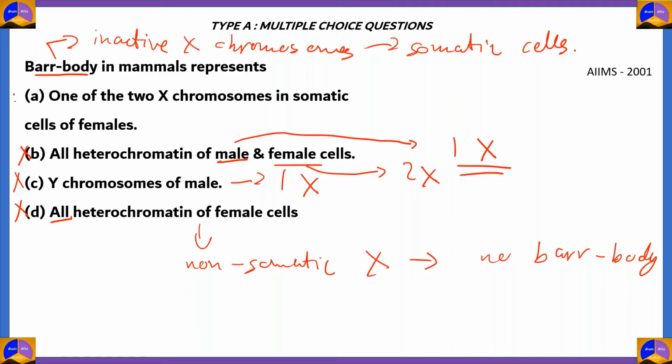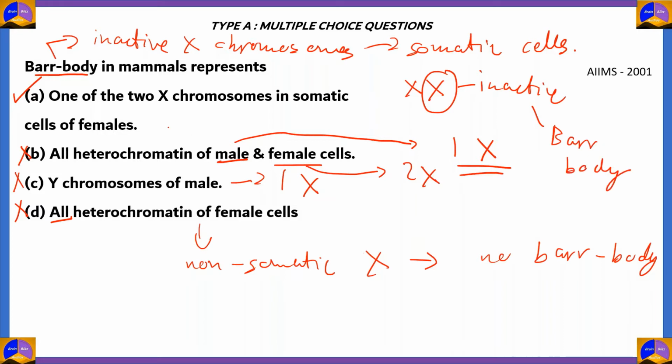Therefore, the right answer is option A, one of the two X chromosomes in somatic cells of females. So a bar body represents one of the two X chromosomes in somatic cells because females have XX. So one of these is inactive, and that is known as a bar body.